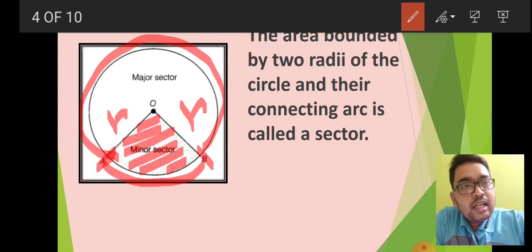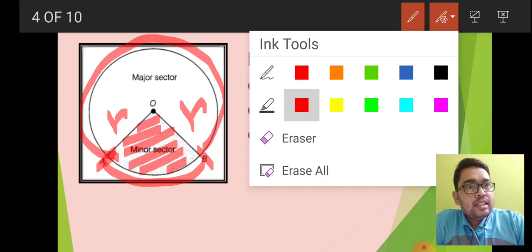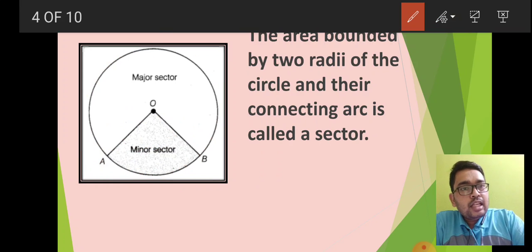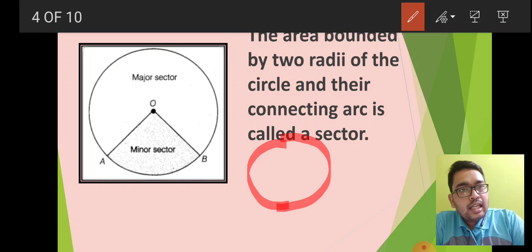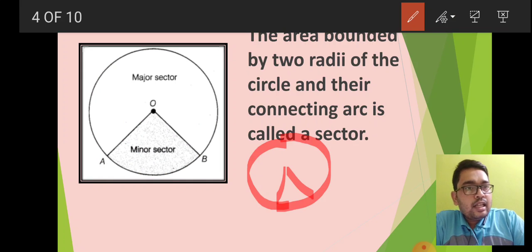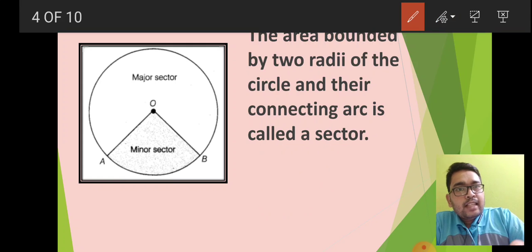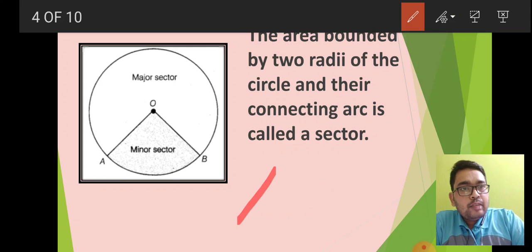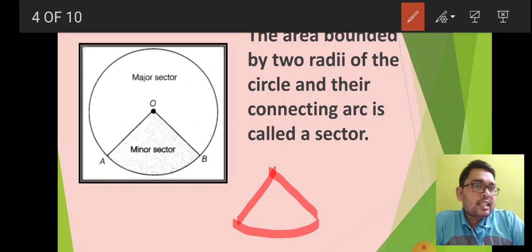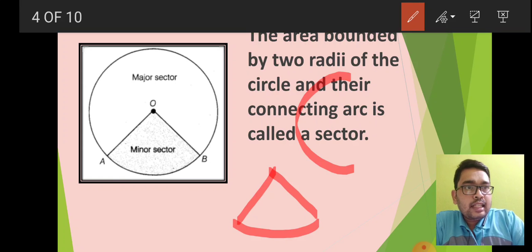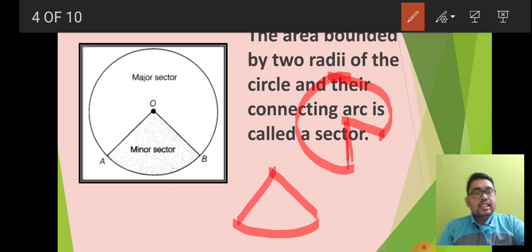And second, this part, like suppose, wait, I'm erasing this. If you think about this circle, what will happen? Like this part, if I separate it here, it will look like this. This is one sector. Now another sector will look like this. So you are seeing here, this sector is which sector? It is the minor sector.